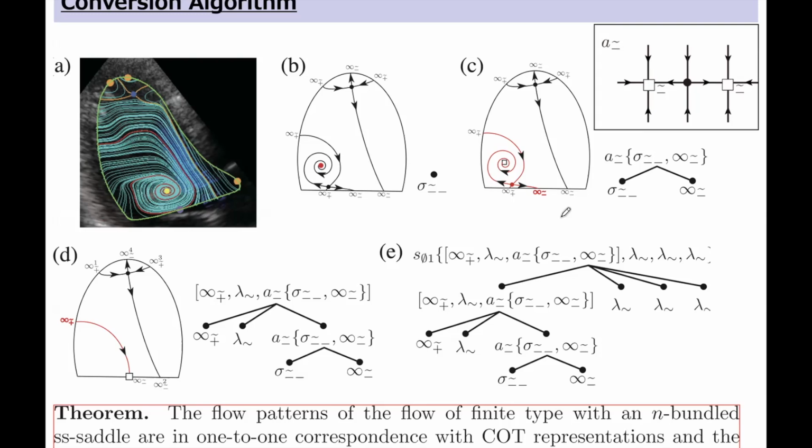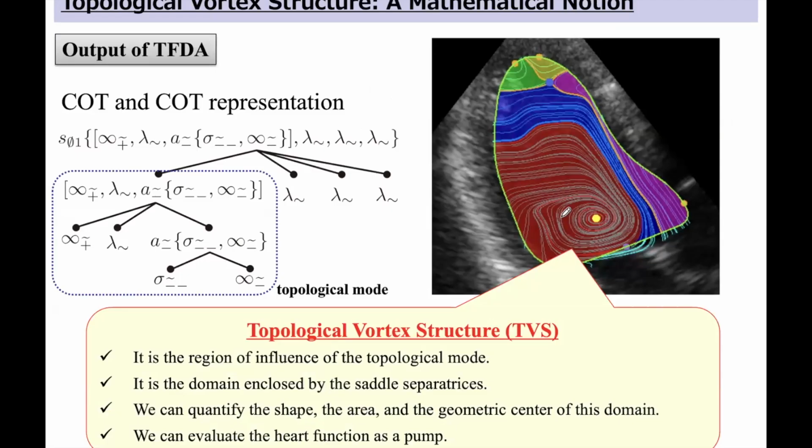So here is an answer for the present problem. This is a COT, and the COT representation is given here. Then we identify a certain structure represented by these COT symbols as a topological mode for the vortex structure in the heart. This topological mode, which is a subgraph of this structure, corresponds to this big red region, which is the region of influence of the topological mode. Then it is a domain.